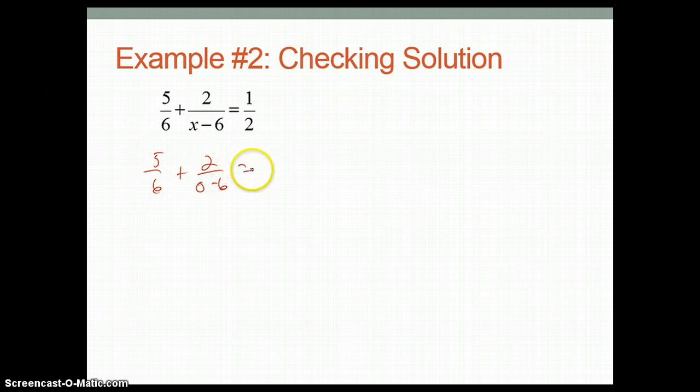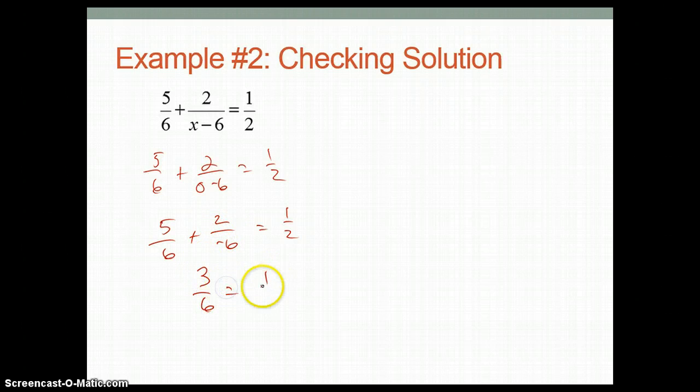Checking the solution, I'm going to plug 0 in. So I have 0 minus 6. 5 over 6 plus 2 over negative 6 is equal to 1/2. So this is really like 5/6 minus 2/6, which is 3/6. And 3/6 does in fact equal 1/2, so we know that our solution is correct.